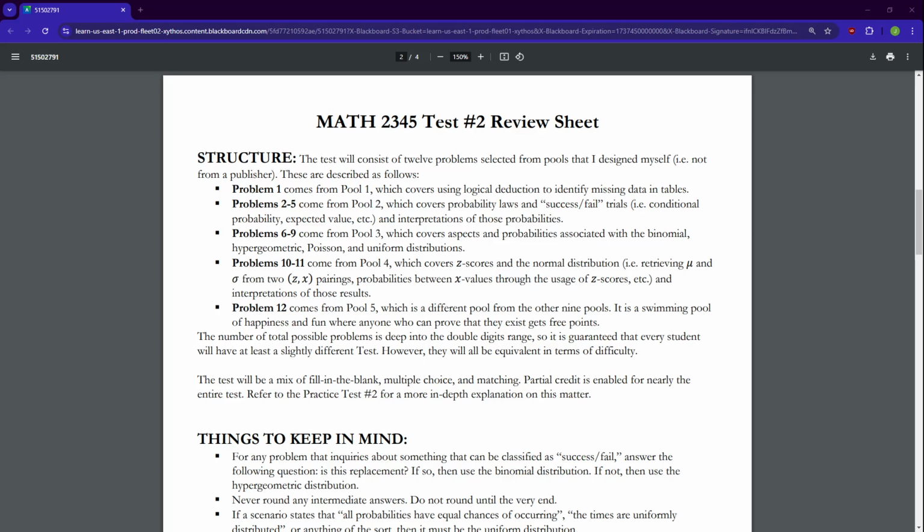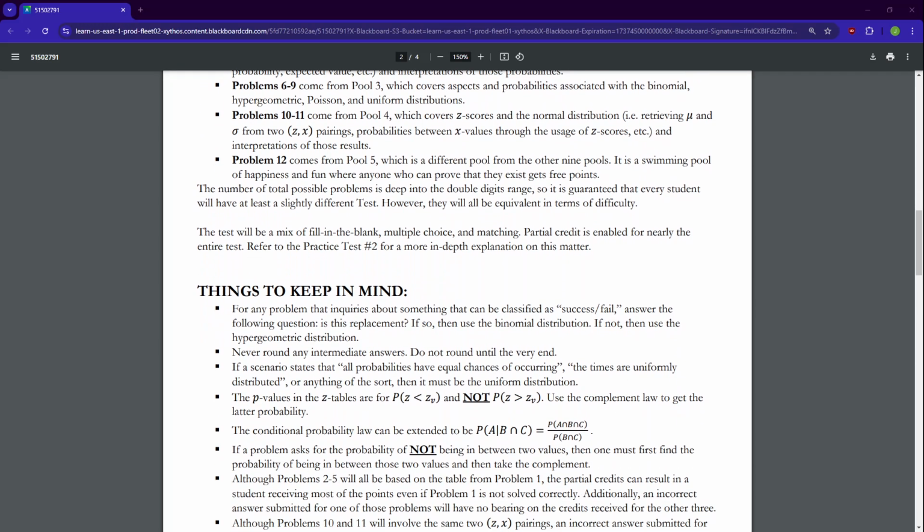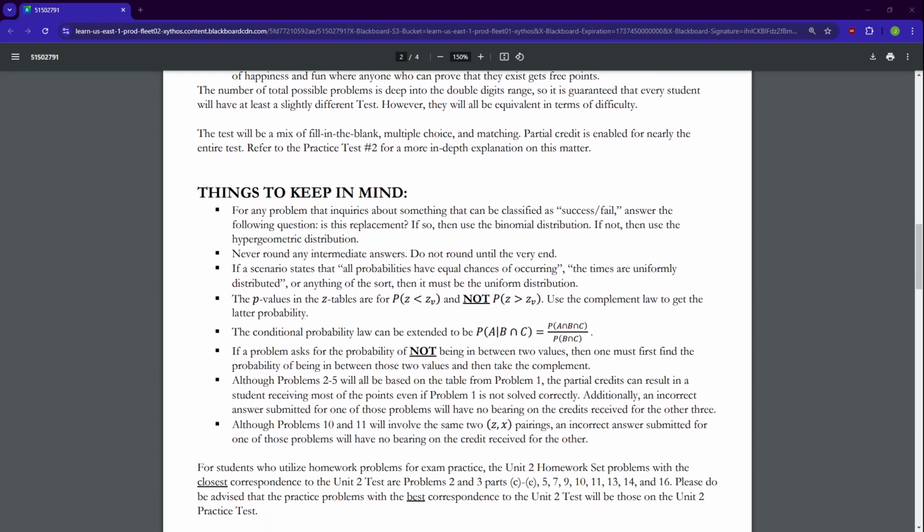So for some things to keep in mind for this test, the easiest way to differentiate from the binomial and the hypergeometric distributions is to identify if replacement exists. So let's suppose we have a deck of cards and we take a card out of the deck. Suppose it's the ace of hearts. Then we put it back in and we pick another card. Because we put the ace of hearts back in the deck, we can draw it again. So we literally replace the card back into the deck.